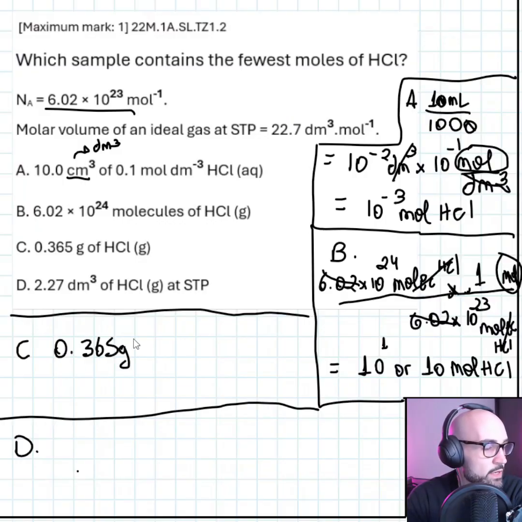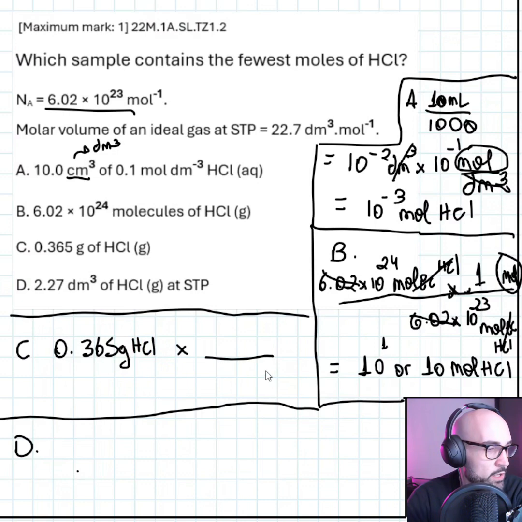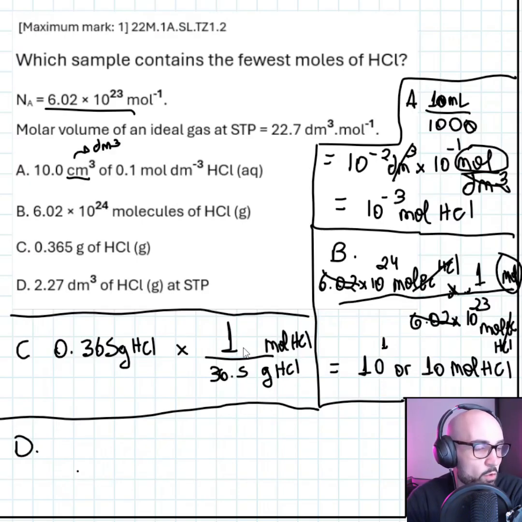C. 0.365 grams of HCl. Use the same technique. Do you want grams of HCl? No. So times, put grams of HCl in the denominator, put moles of HCl here. Go to your data booklet and check out the molar mass. We're going to approximate it to 36.5. 36.5 grams is in the denominator, moles on the top. So every 1 mole, 36.5 grams. Of course, you can flip this fraction depending on your needs, right?